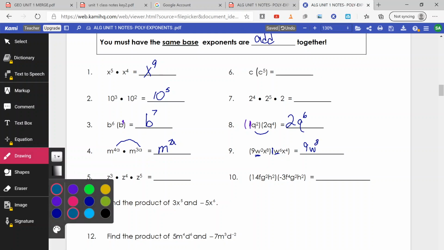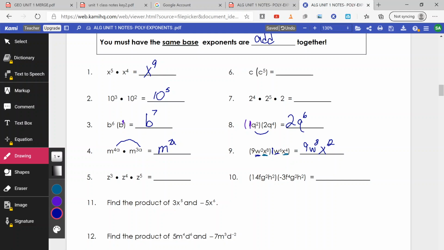Then I look at my x's. X to the eighth times x to the fourth. X is our base. And then add our exponents. 8 plus 4 gives me 12. So our answer is 9w to the 8th times x to the 12th.